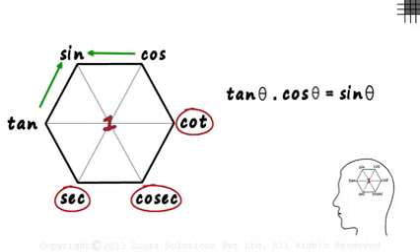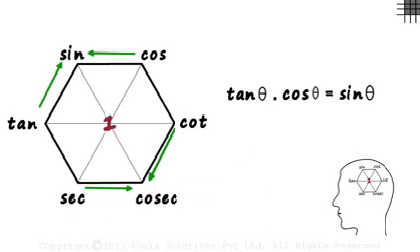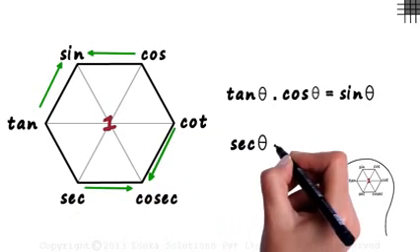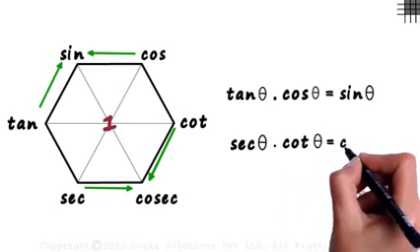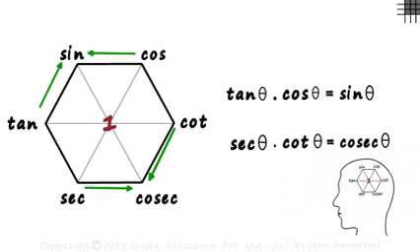Take these 3 functions for example. This multiplied by this will give cosec. So sec theta multiplied by cot theta will give us cosec theta. Even cot multiplied by sine will give us cos. Cosec multiplied by tan will give us sec, and so on. First term multiplied by the third term will give us the term in between them.